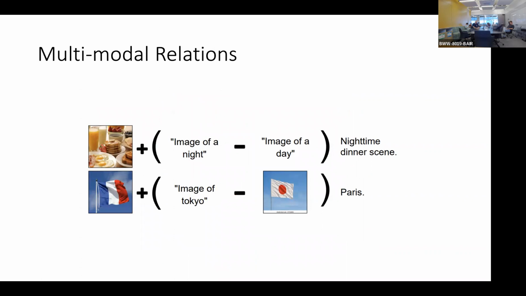Just another small thing is that because CLIP is what we use to encode things, we can also encode text. So we could create those directions based solely on text. We could have an image of night minus an image of day, and it will create the direction from day to night. So then when you add it to breakfast, it will actually say dinner. And the same example with Tokyo and Japan, you could have one of the encodings based on text and not image.